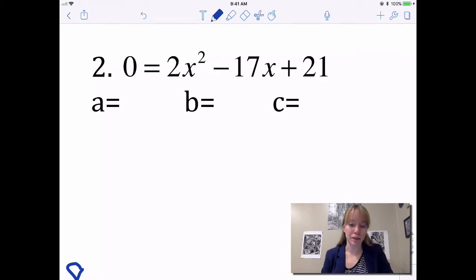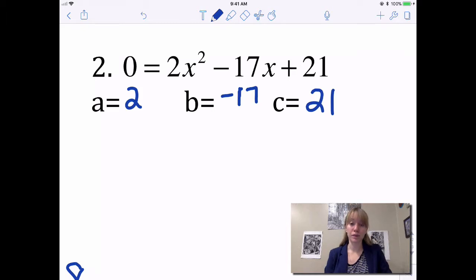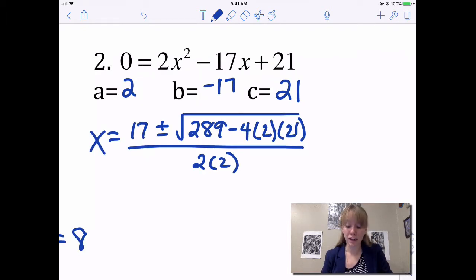Number 2, very similar. We're already in order. We've got a 0 on one side, so my a is 2, b is negative 17, and c is 21. So I'm just going to plug everything in. So when I plug in a, b, and c, here's what I get. 289 comes from negative 17 squared. And remember that I'm first going to plug in everything under that square root.